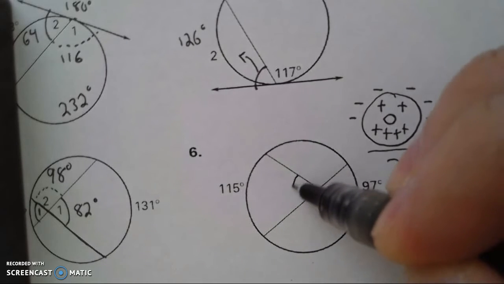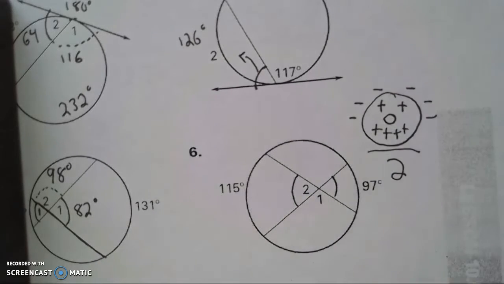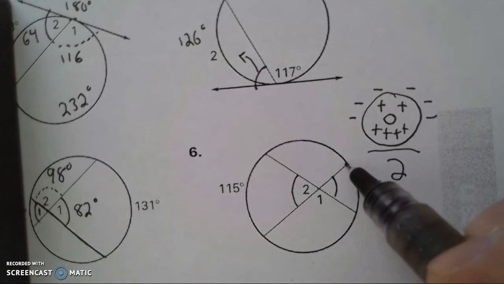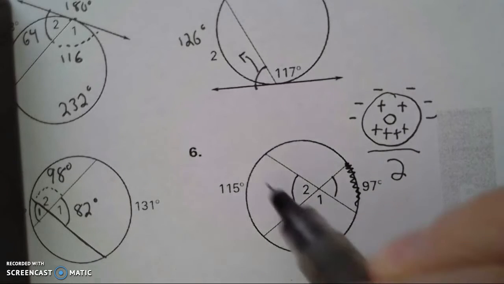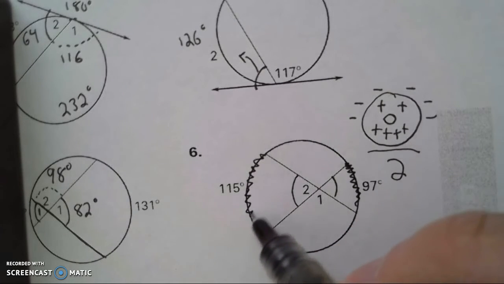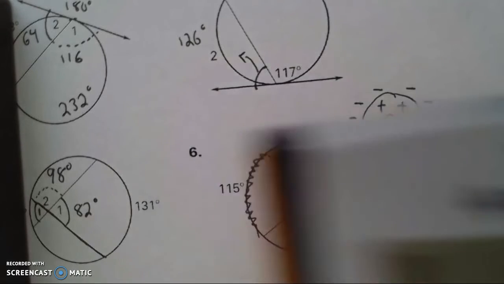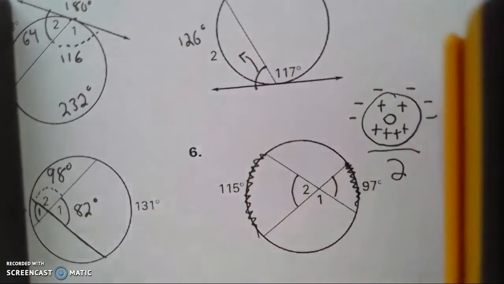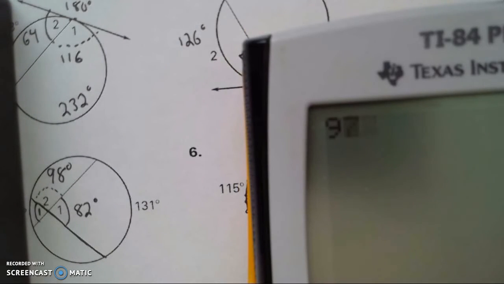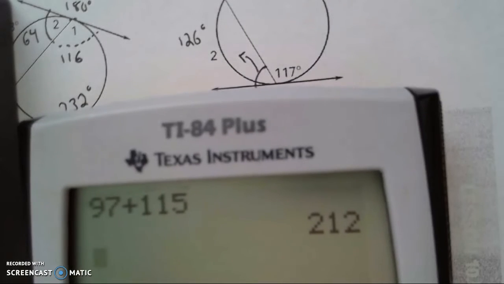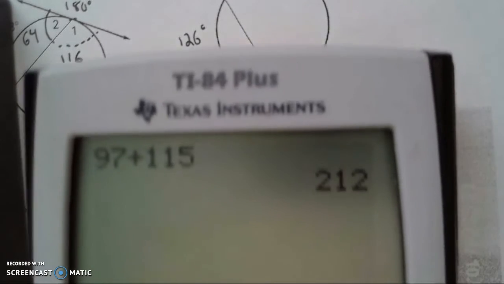This angle, which is the same as this angle, captures those 2 arcs. Correct? So the arc of 97 degrees and the arc of 115 are captured by angle 2. So what am I going to do with those arcs since it's floating around in the middle someplace? Add them and divide by 2 is correct. So I'm going to take my calculator here. 97 plus 115, 212. And what am I going to do with that answer? Divide by 2. That's right.